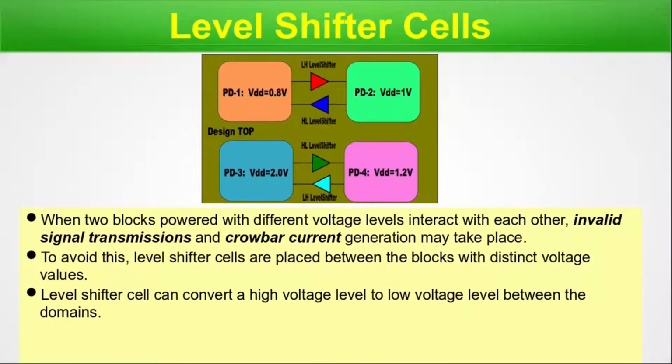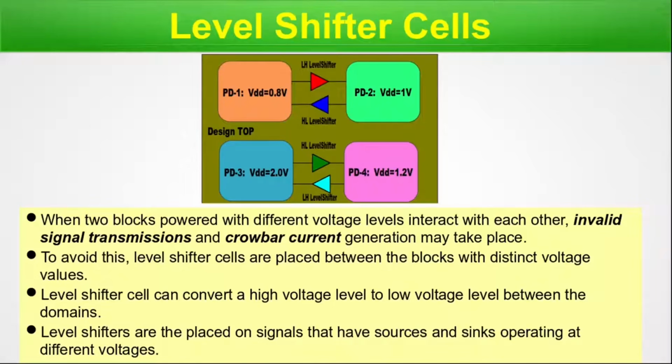A level shifter cell can convert a high voltage level to a low voltage level between the two domains. Level shifters are placed on signals that have sources and sinks operating at different voltages. So here, as we go from PD1 to PD2 or PD3 to PD4 or vice versa, one acts as a source, another acts as a sink. So here we have the corresponding level shifters. So we're done with this slide. Let's move on. Level shifter UPF command.